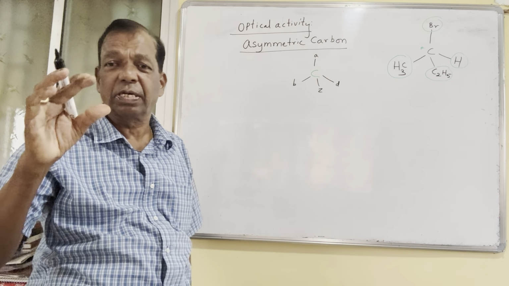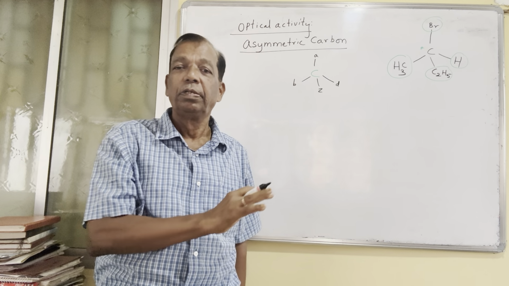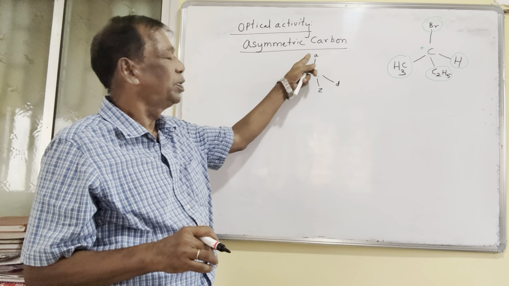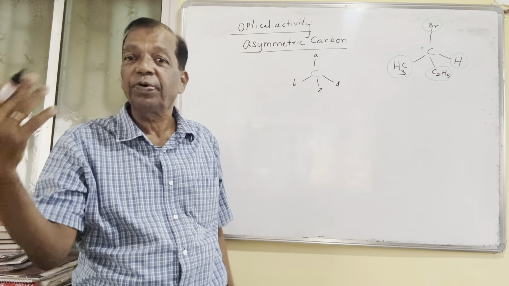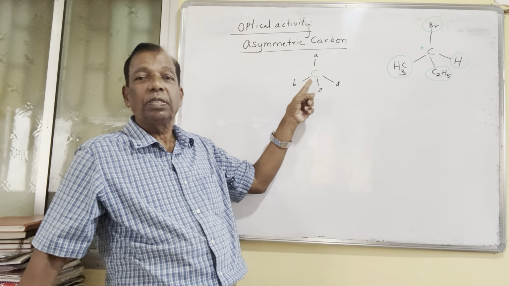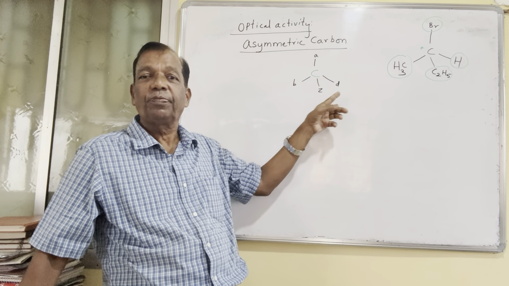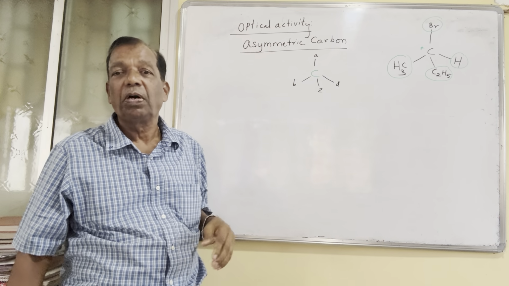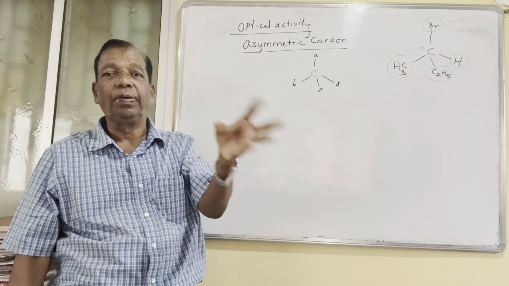So the concept should be very clear. When you have a carbon with 4 different bonds satisfied by 4 different groups, then that carbon is asymmetric carbon. Now this compound which has all the 4 bonds satisfied by 4 different groups, that compound will show optical activity.